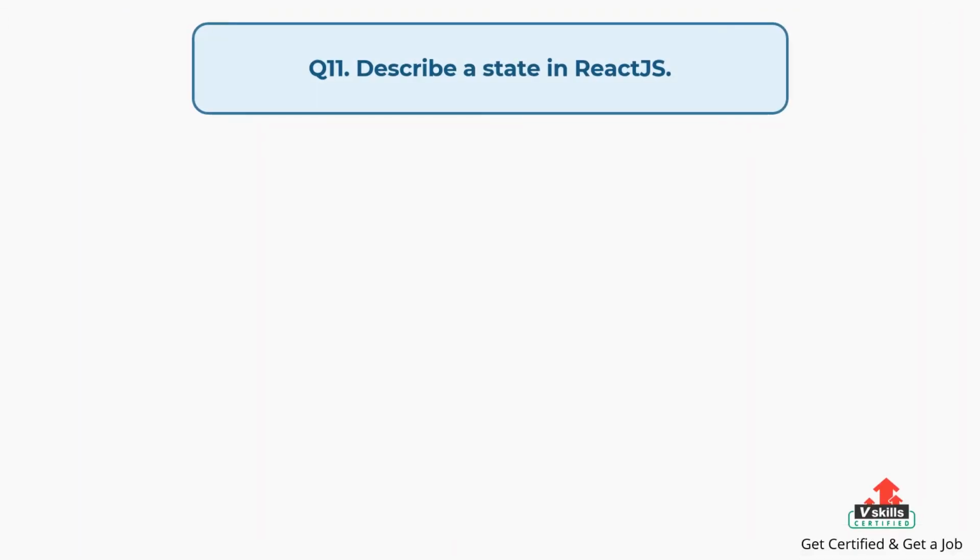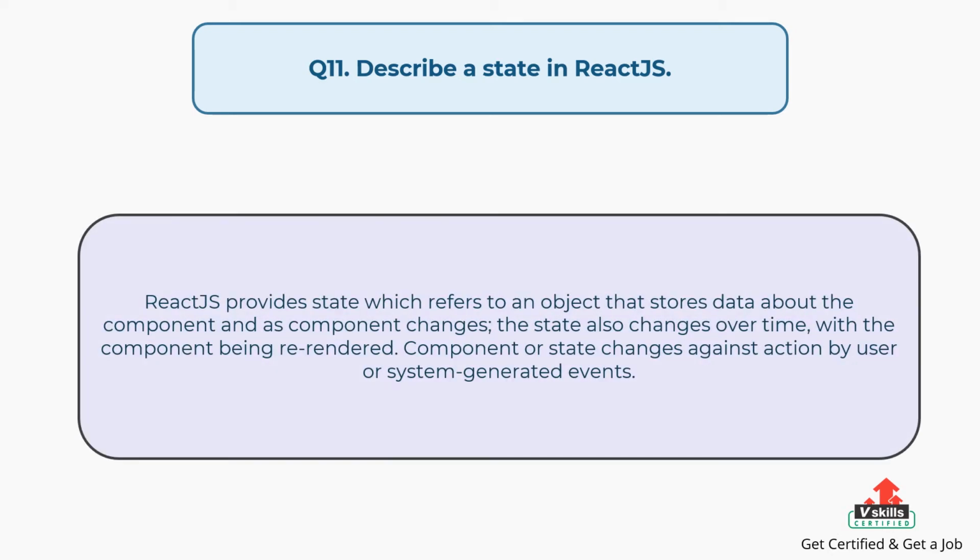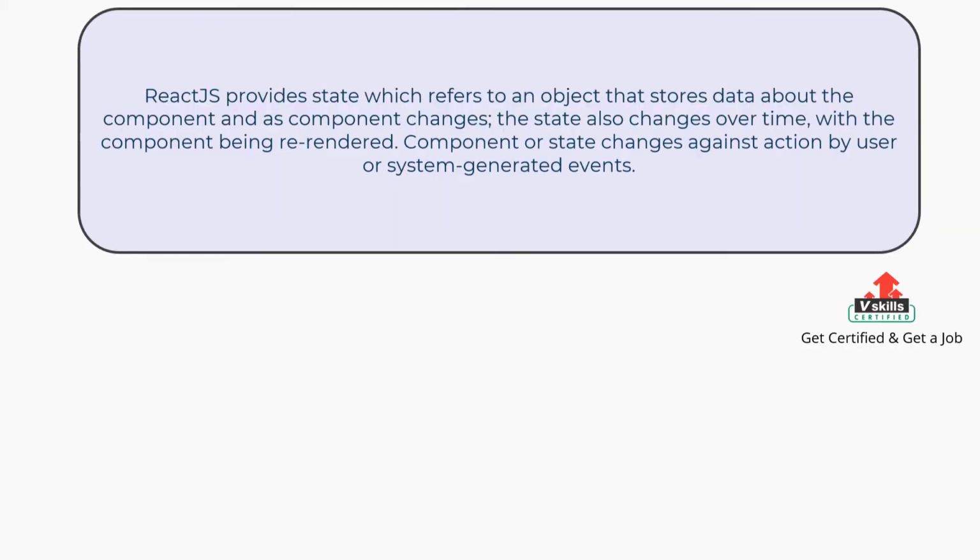Question number 11. Describe a state in ReactJS. The answer is, ReactJS provides state which refers to an object that stores data about the component, and as component changes, the state also changes over time, with the component being re-rendered. Component or state changes against action by user or system-generated events.